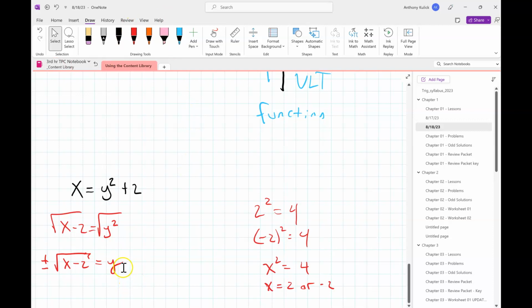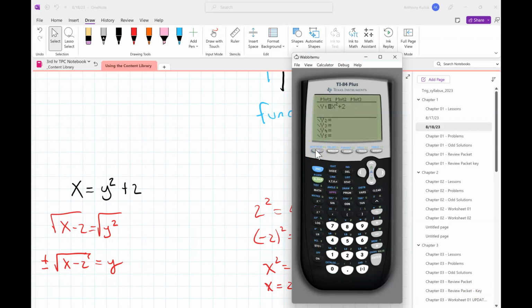Now, we have the y by itself, right? Fantastic. Do we have a plus or minus button on our calculator? No. So what am I going to do? I'm just going to type it on 2 lines. I'm going to do one equation, y equals square root of x minus 2. And my second is y equals negative square root of x minus 2.